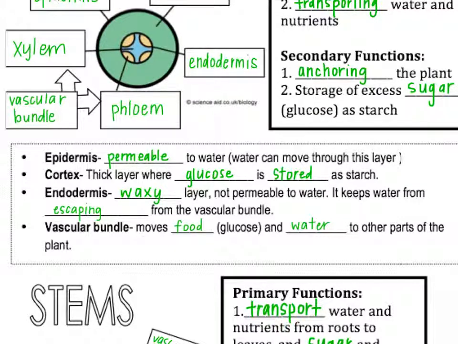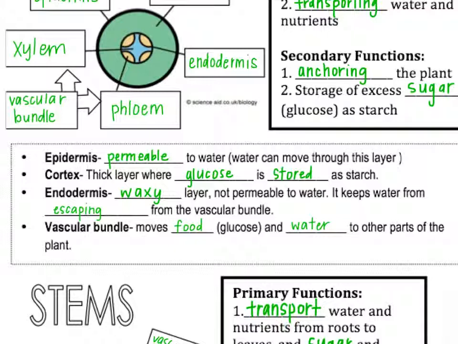The endodermis is a waxy layer that's not permeable to water. So unlike the epidermis, the endodermis doesn't let water pass through. It keeps the water from escaping from the vascular bundle, so water can move up through the vascular bundle without seeping out. And the vascular bundle is responsible for moving food through the phloem, and water through the xylem to other parts of the plant.